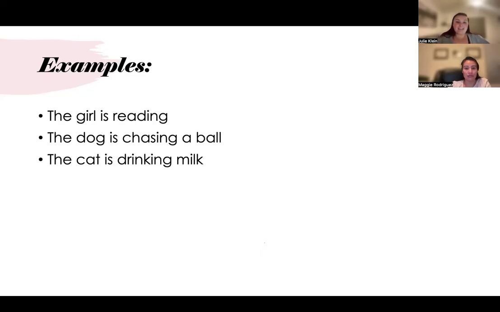Okay, last one. The cat is drinking milk. What's going to be our who and what's going to be our what question? What is the cat drinking and who is drinking milk? Yep. So who is drinking milk and what is the cat drinking? Oh, yeah. Sorry, I flipped that. Good. So who is drinking milk? The cat. And what is the cat drinking? Milk. Perfect.